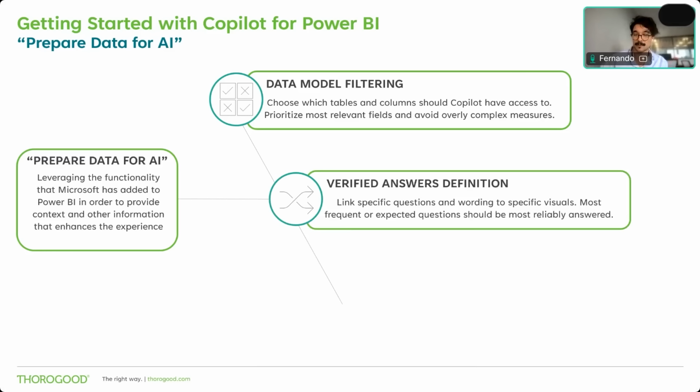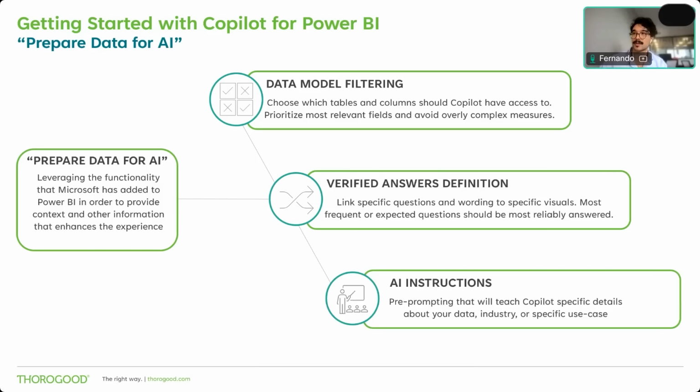You can also set up verified answers. So for example, if you know some questions would be very frequently asked by your users, for example, what is my share for this specific product, or what is sales for that specific brand? You can link specific questions to specific visuals, so you are sure, or probably almost sure, given some of these limitations, that Copilot will answer them consistently.